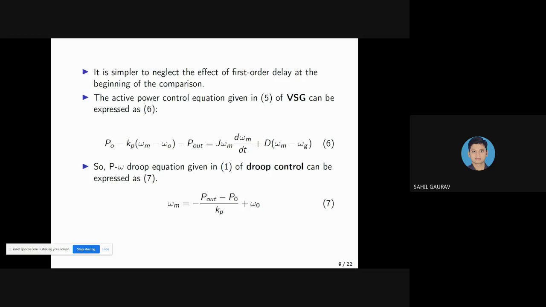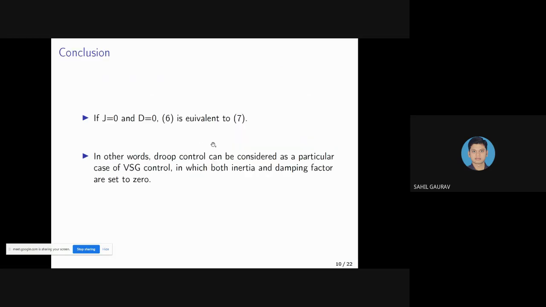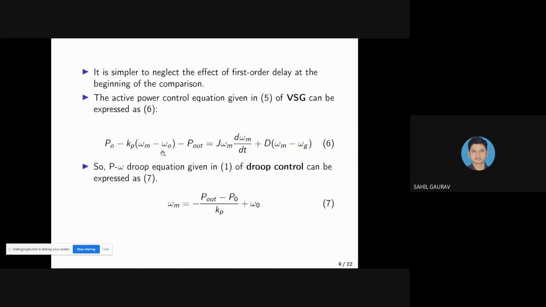We can say that in both equations, if we just put moment of inertia equal to 0 and damping factor equal to 0, then the active power control equation and the P-omega droop control equation of the droop control mechanism both become equivalent. There is no difference between them.